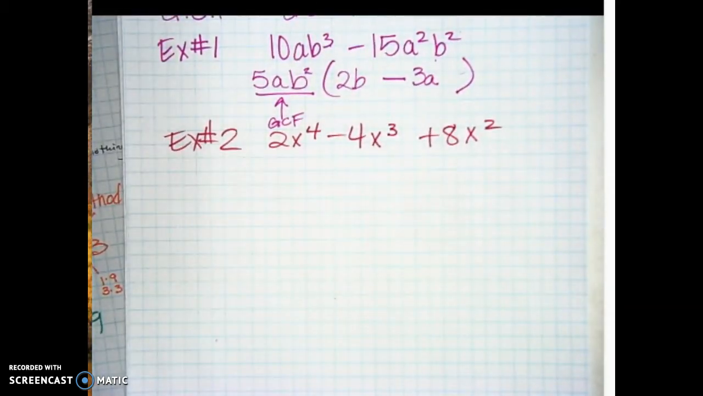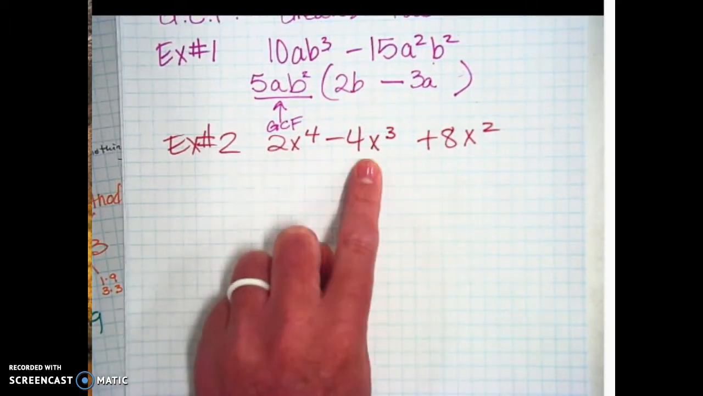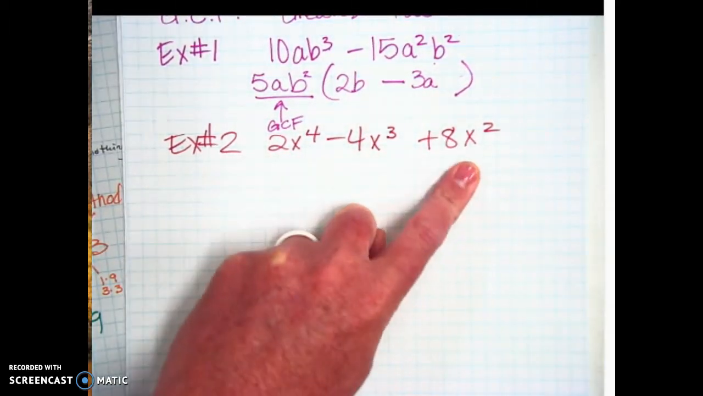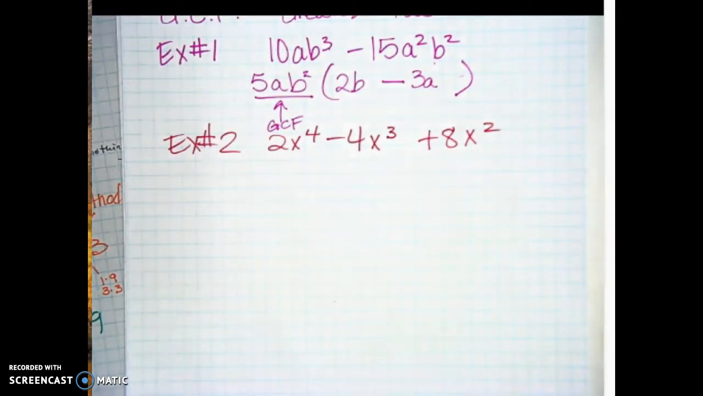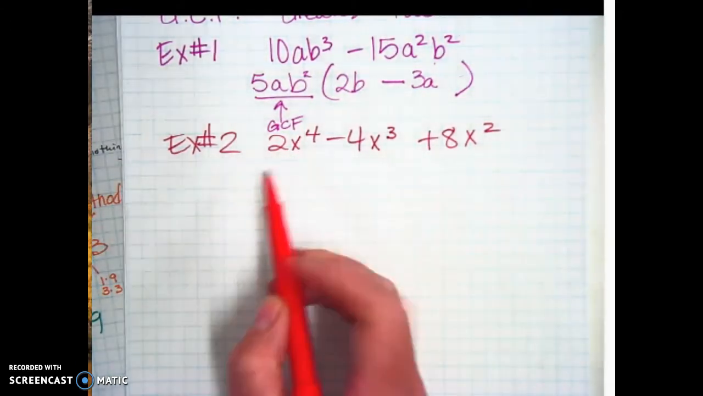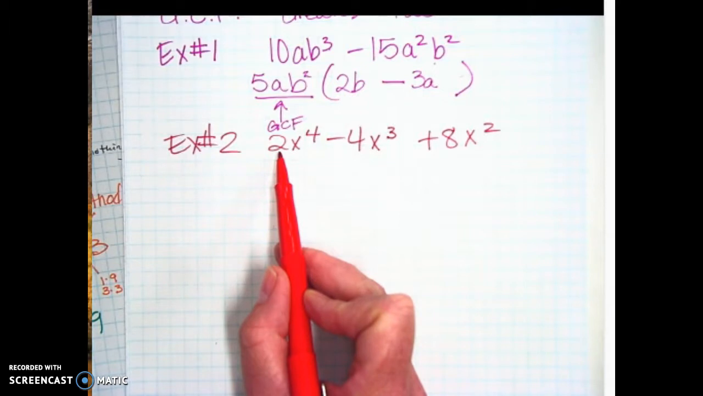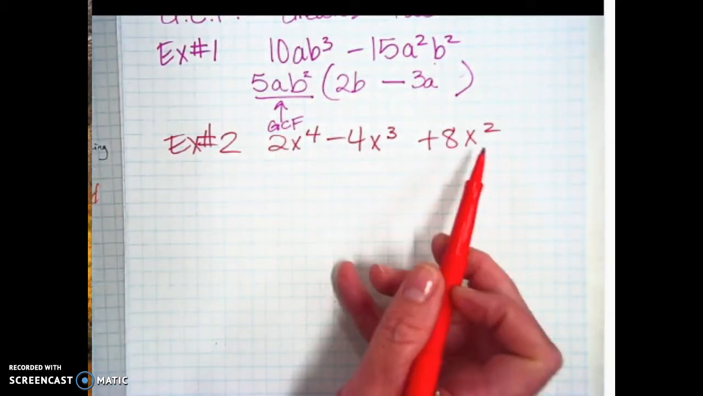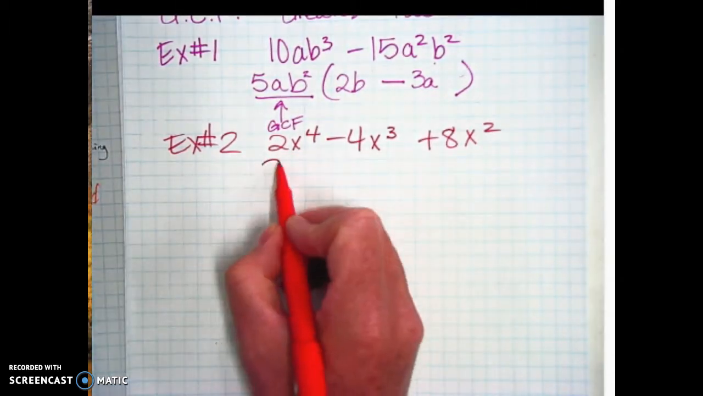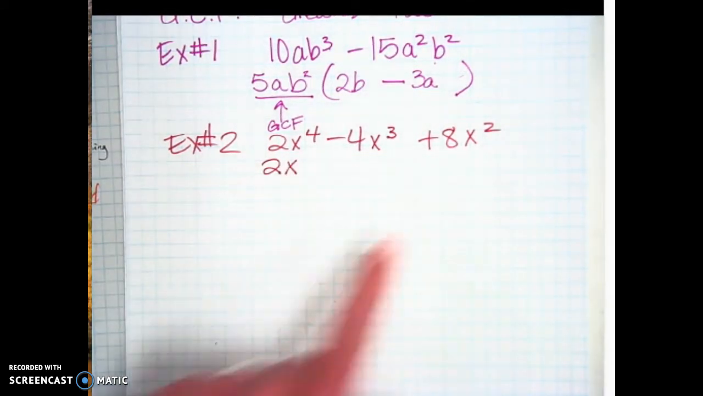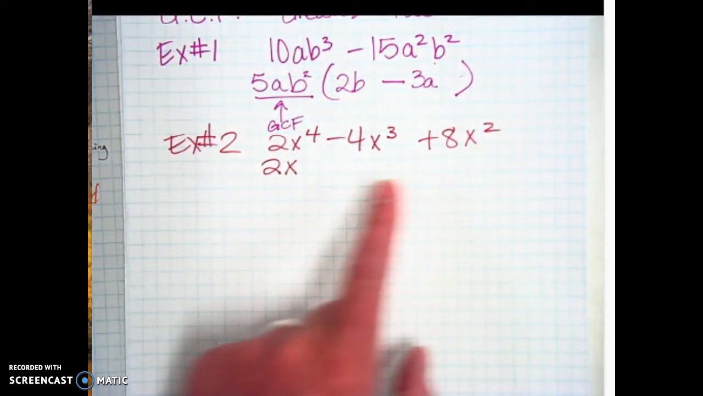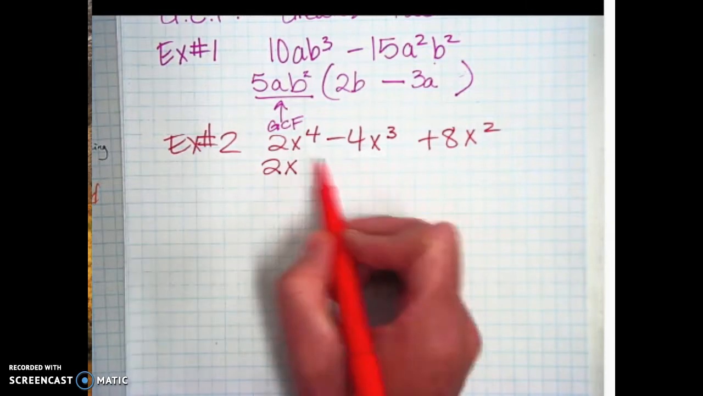Example number 2, we have 2x to the 4th minus 4x cubed plus 8x squared. Is there a GCF? Yes. What is the greatest factor that goes into all 3 terms? 2x cubed. Well, cubed wouldn't go into that one. So it has to be 2x to the what? Squared.